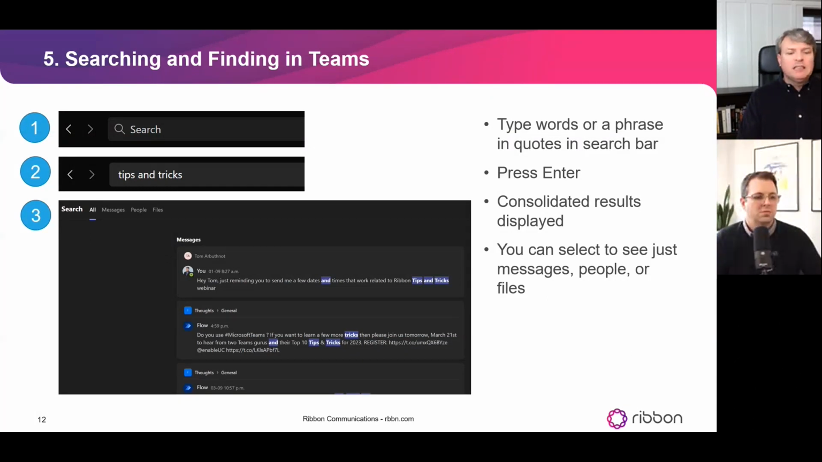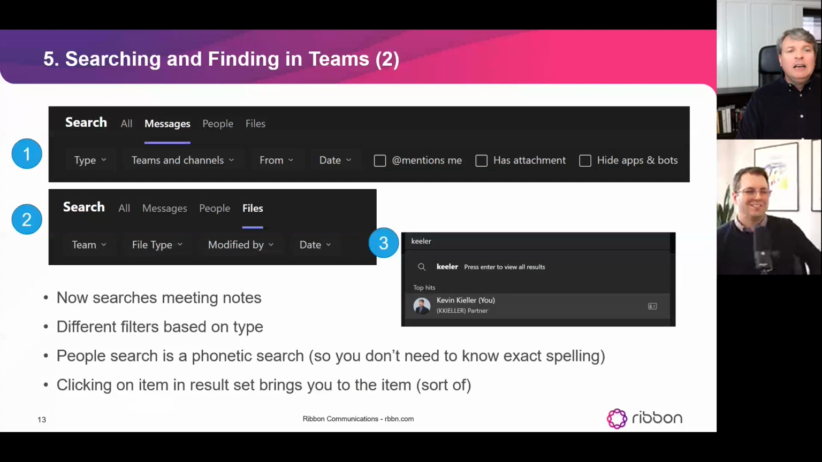If you move to the next slide, Tom, I'm going to show it a little bigger so we can show people what you can do there. So you can see where if you click on messages, people, or files, you get different filter criteria. For example, with messages, you can limit it to a particular team or a particular channel, or a date range in terms of when the message occurred.